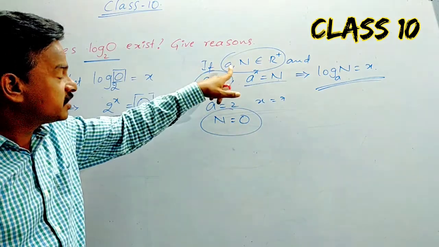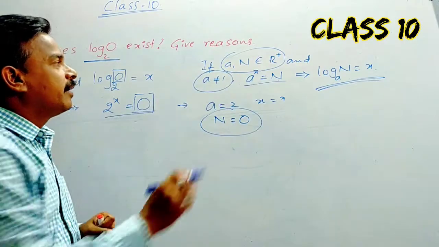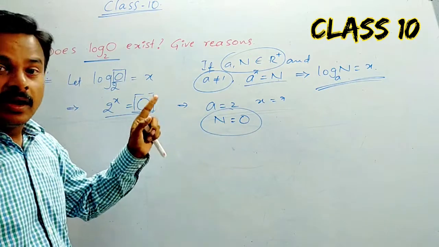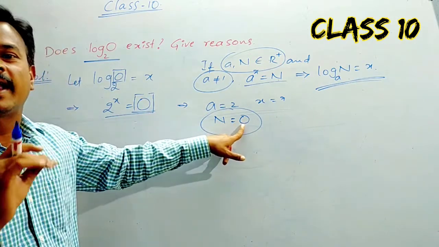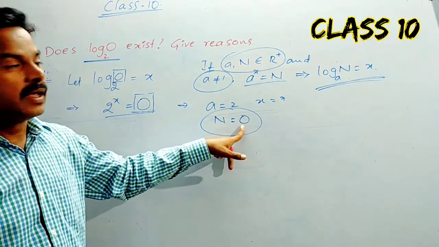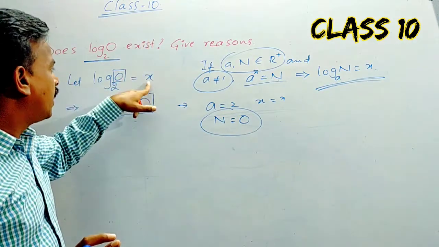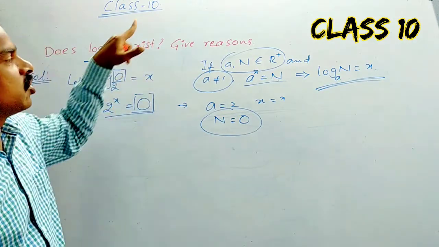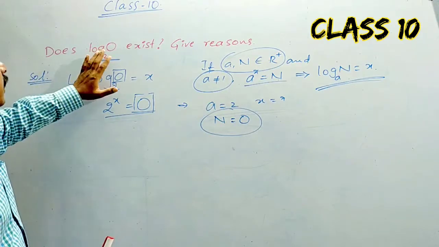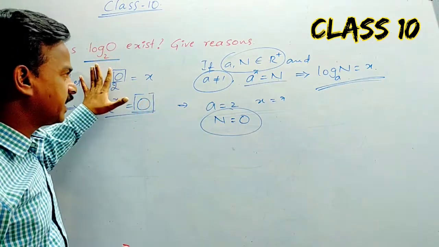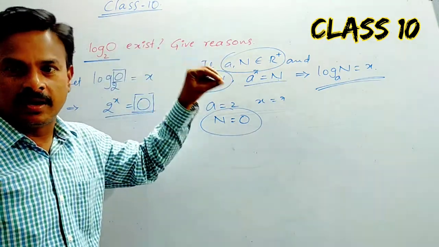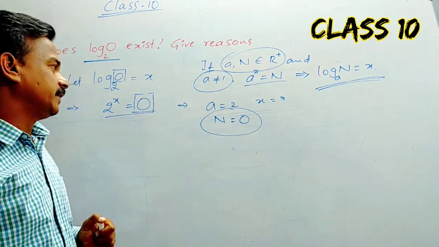But our definition said that a, n belong to R plus, positive real numbers. Now we know that 0 is not a positive real number. Of course it is a real number, but it is not positive. That's why this logarithmic form or exponential form is not satisfying the condition of the definition. So it does not exist. We can say it does not exist because it is not satisfying the condition in the definition of logarithm. This is one thing.